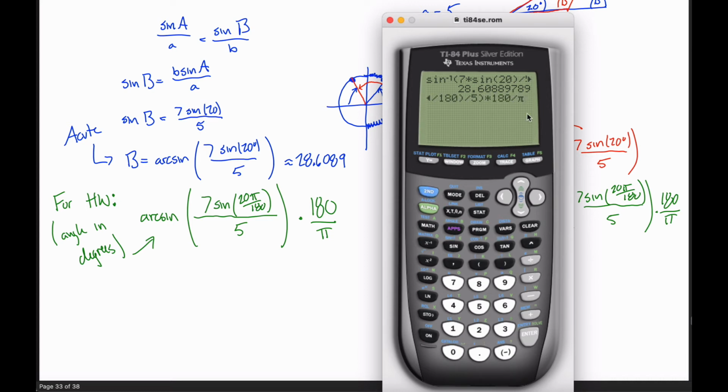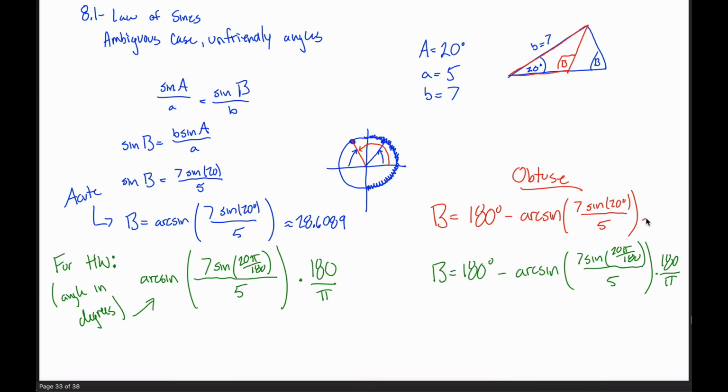If I did everything right, I should get the exact same answer here. I do, this 28.6089. It's worth pointing out that 180 degrees minus this 28.6089 is roughly 151.3911. And since I've used up 20 degrees for A, my value of B can be either of these two, and I won't exceed my total of 180 degrees. So both of these are legitimate solutions.